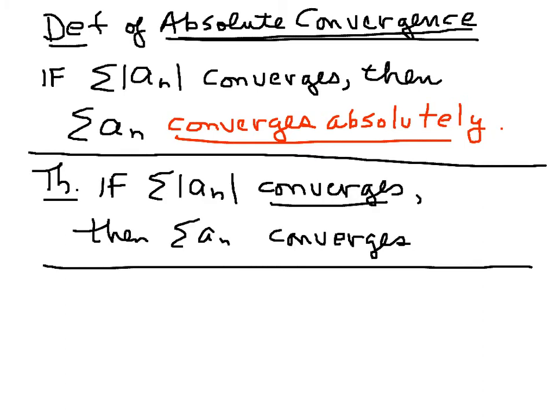So if we're told that the absolute value of a series converges, in other words, that the series converges absolutely, then what must be true is that the original series itself must converge.